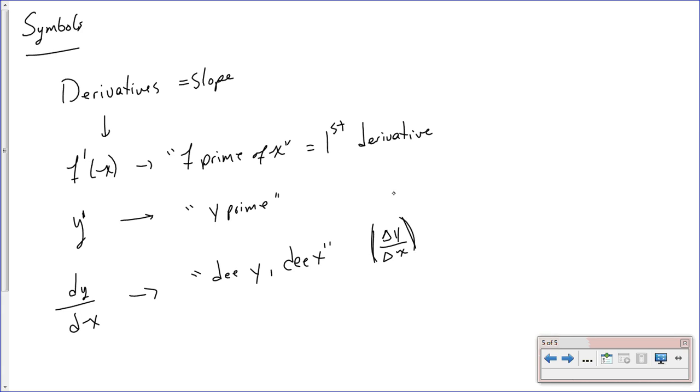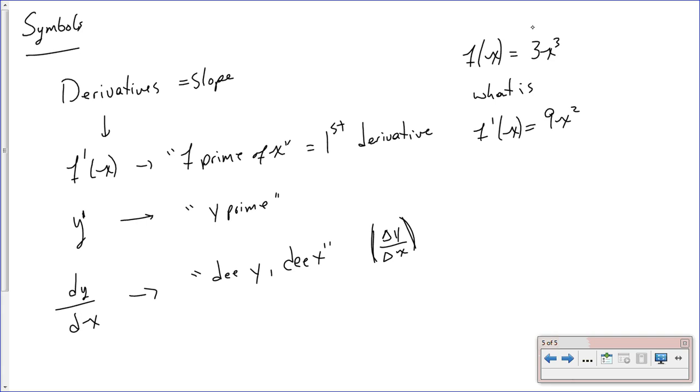All right, so those are some things you need to be able to recognize. You can call it f prime of x for your first derivative. So for instance, if I give you f of x equals 3x cubed, I could say, what is f prime of x? And you would have to know that that means take the first derivative, so it would be 9x squared. It would be f prime of x. All right.